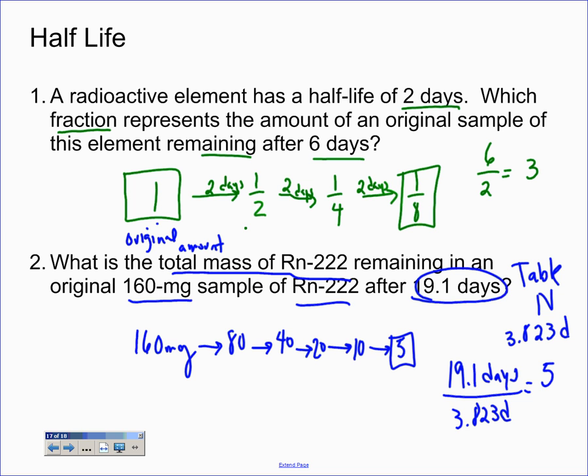Now, the last thing I want to tell you is you have to just be careful what the question is asking. It might say, how much did you start with? If you ended up with 5 milligrams, what was the original sample? And you would do the same thing. You would just work backwards, and you would double the amount every time to get to the original amount.